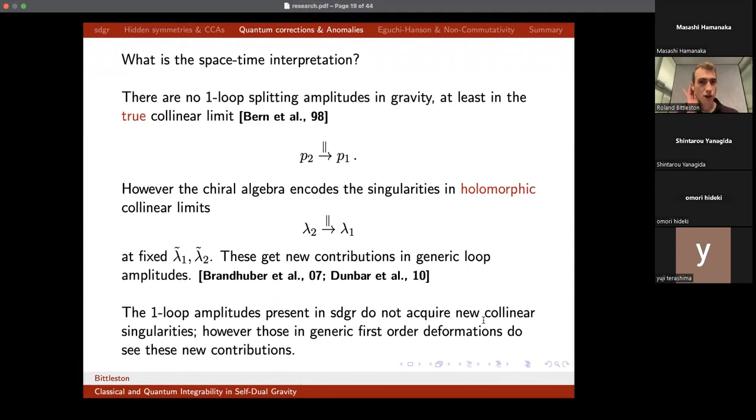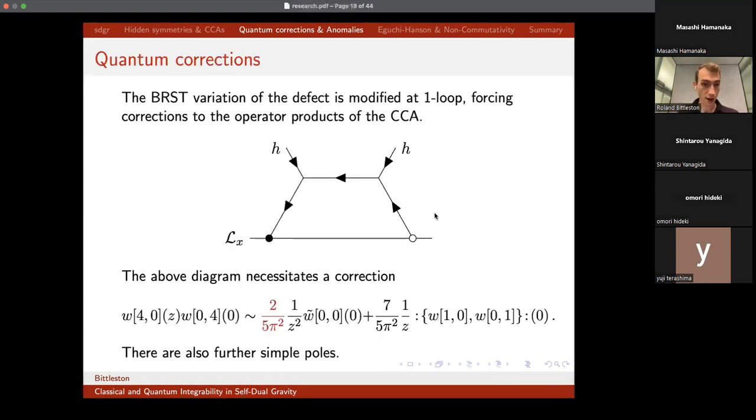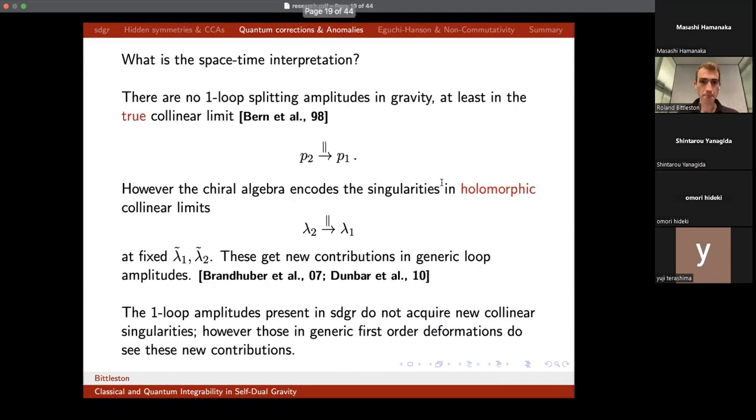Okay, so I gave you this interpretation of the structure constants of this hidden symmetry algebra in terms of amplitudes. So how should I interpret the fact that the chiral algebra seems to be corrected? Well, the natural interpretation is that somehow the collinear singularities that you get in one loop graviton amplitudes should be different from those that you see in tree amplitudes. There should be some modification.